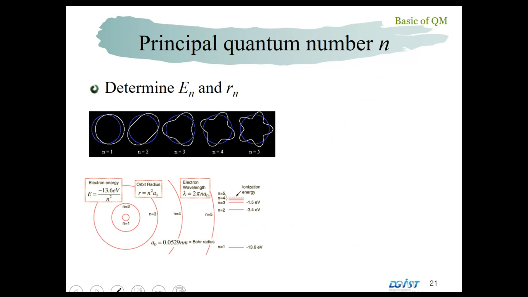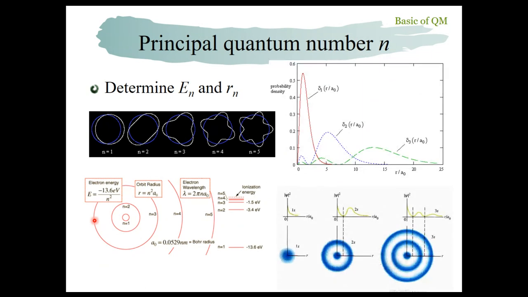Okay, so let's take a look at more details of the principal quantum number n first. So as we already said, depending on n, the radius of the motion changes, right? The system energy is mainly determined by this principal quantum number. And also, this is the electron cloud of the 1s electron, when n is 1. It's like just a sphere.